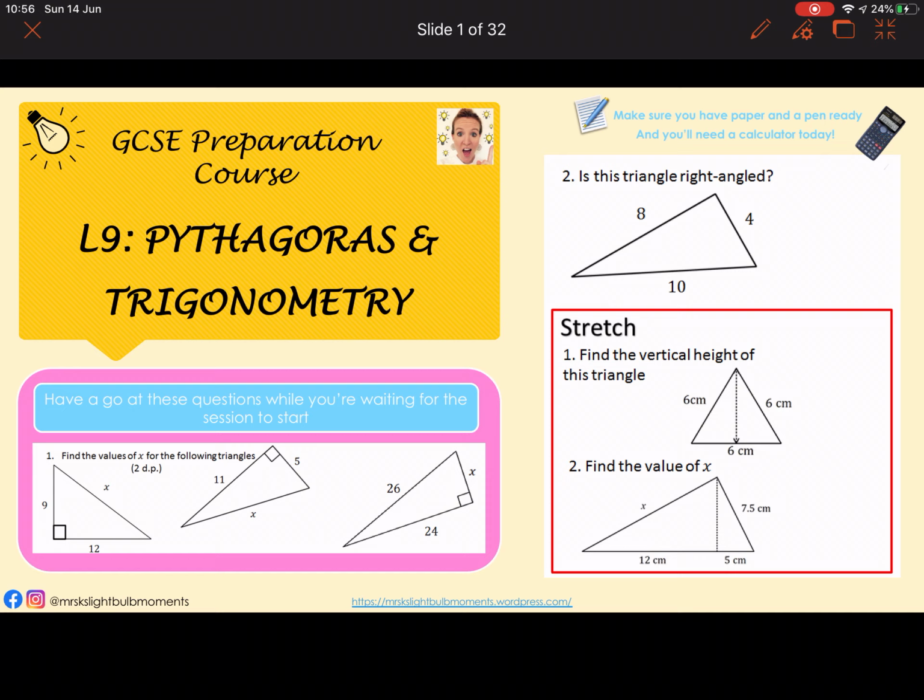This is lesson 9 in my GCSE preparation course series, designed to help current year 10s practice the essential skills so that they're ready for taking their GCSE next year. We're going to be doing a basic recap of Pythagoras and Trigonometry, moving on to some trickier worded questions, some applied questions, and the importance of drawing diagrams later on.